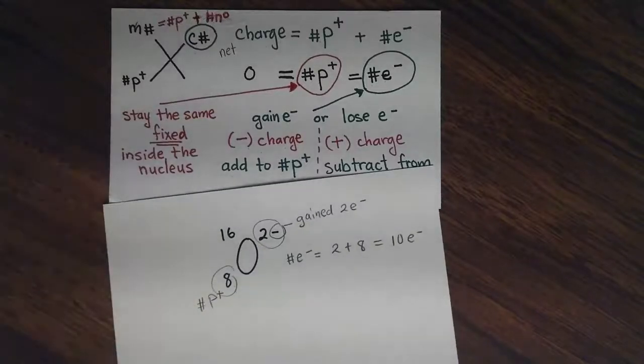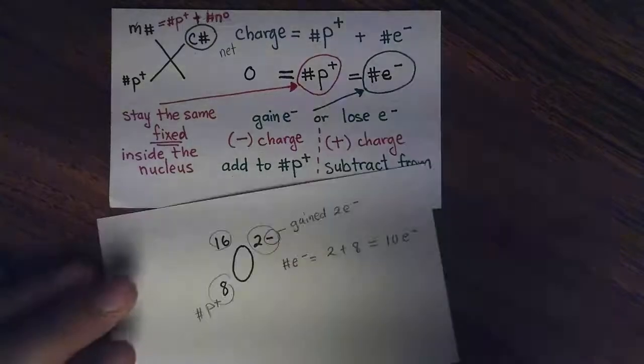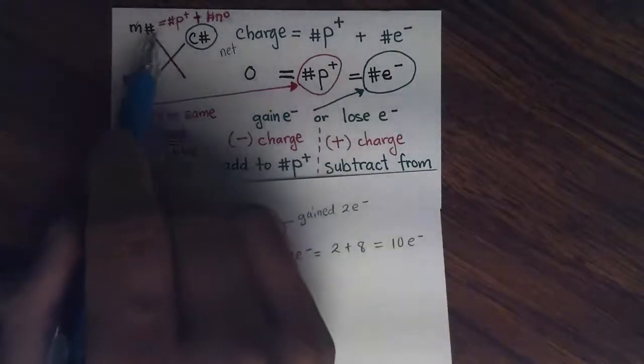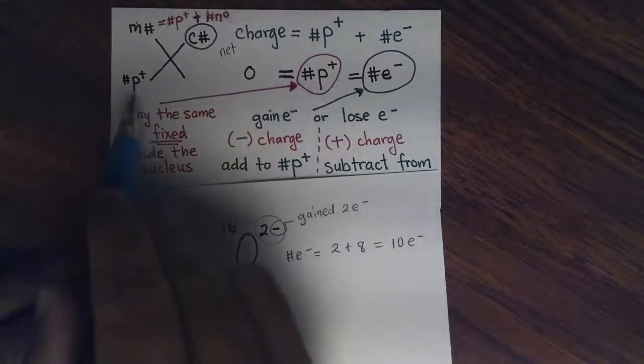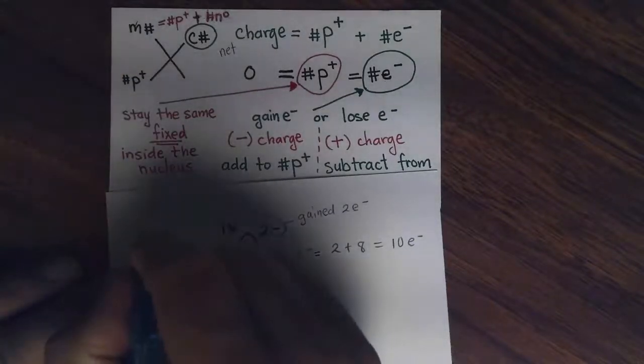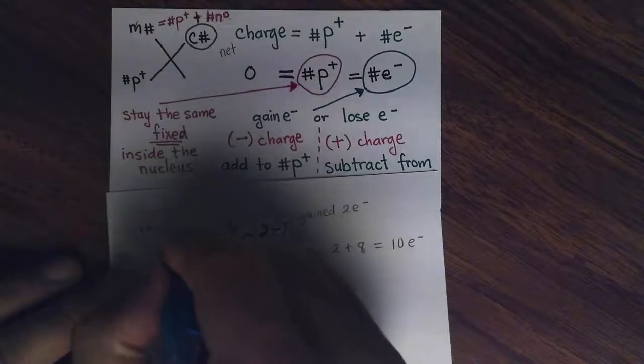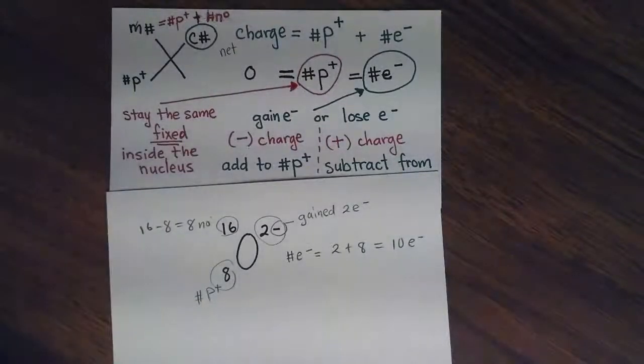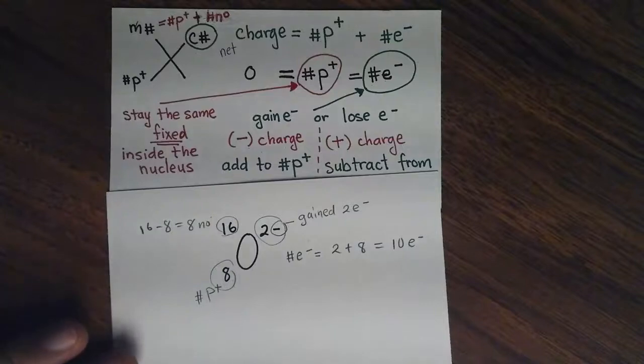And that's all we have to do to determine the number of electrons. And for the number of neutrons, of course, we can take the mass number minus the number of protons, in this case 16 minus 8, and that gives us 8 neutrons. And that's all we have to do.